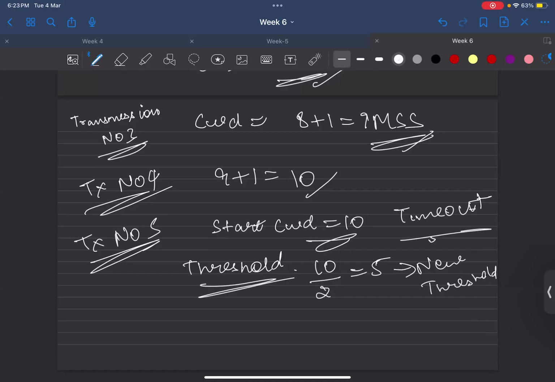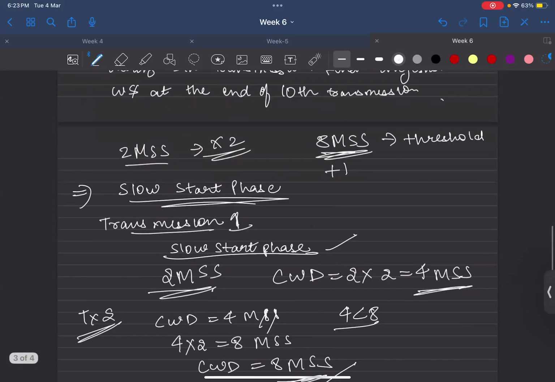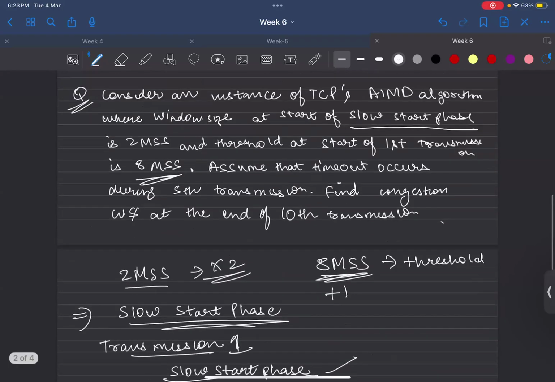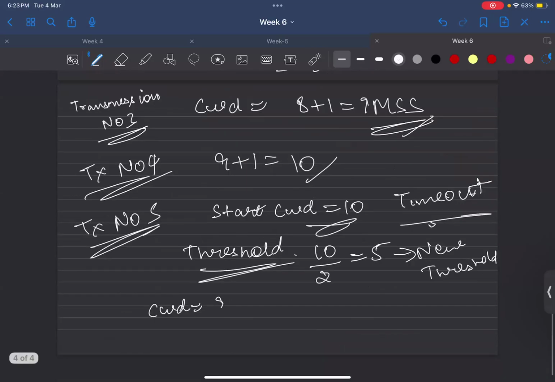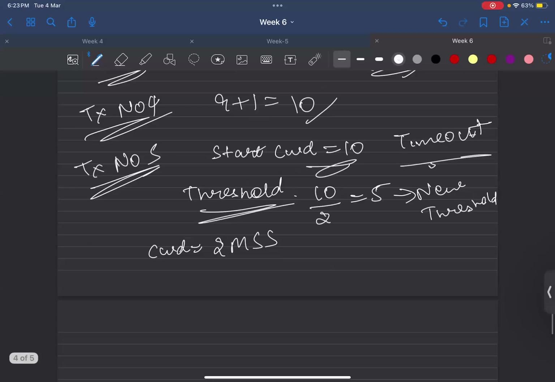And now, what is our window size? It's not 1. What is it? It's the starting one, which is 2 MSS. Again, we have gone to 2 MSS. Now, again, we have gone to the slow start phase. Now, transmission number 6. What will happen now? What is the new congestion window size?